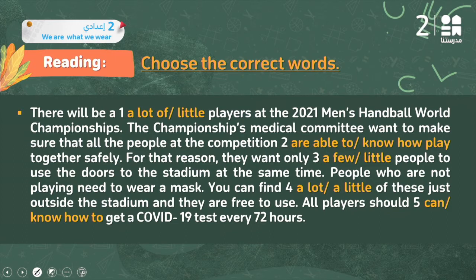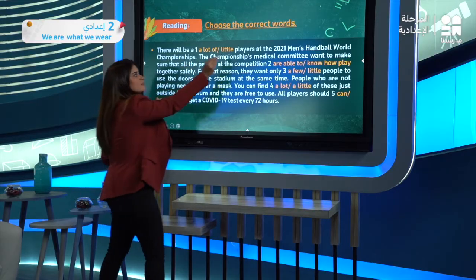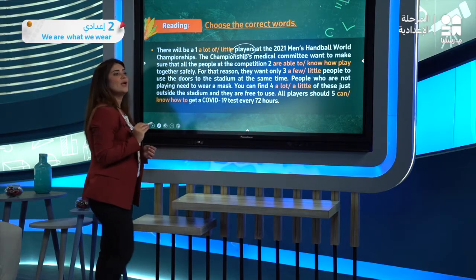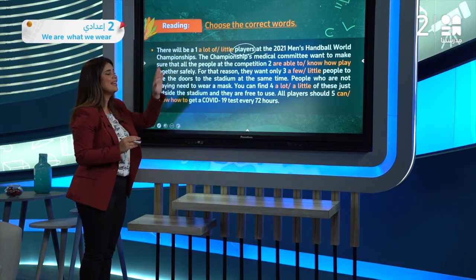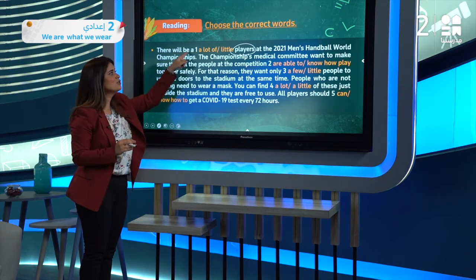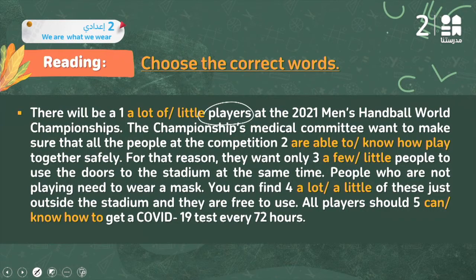There will be a lot of or little players at the 2021 Men's Handball World Championships. So here, do I have to choose a lot of or little players? Of course, what about players? We have here, yes, a countable noun, يعني اسم بيعد. That's why I can't use little. I can't use a little, okay? But it's a lot of players, يعني كتير.